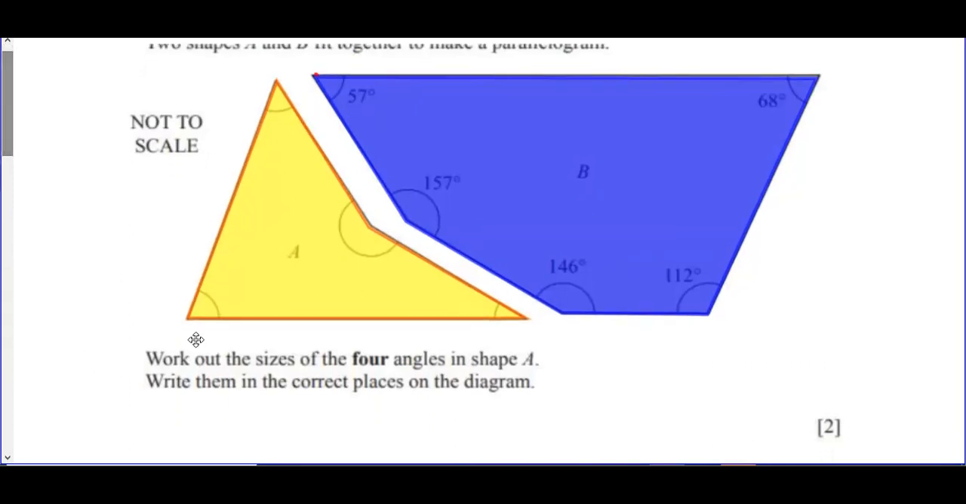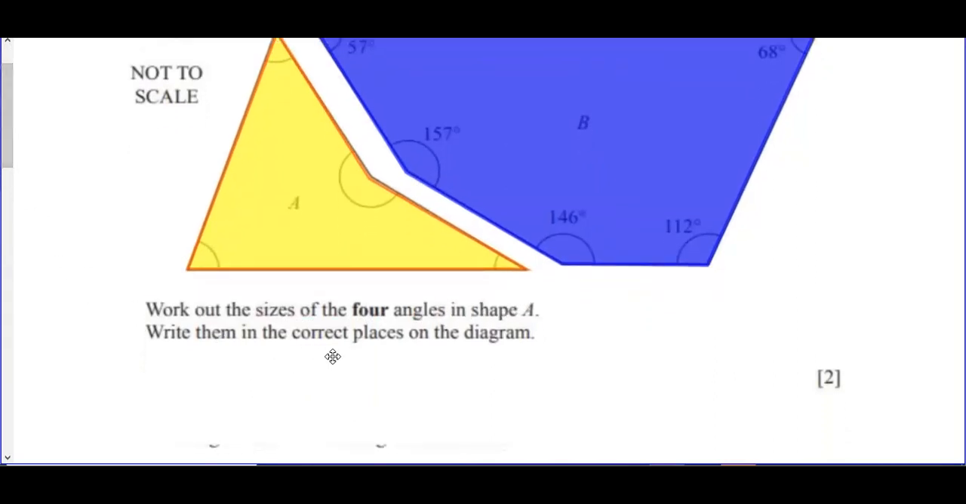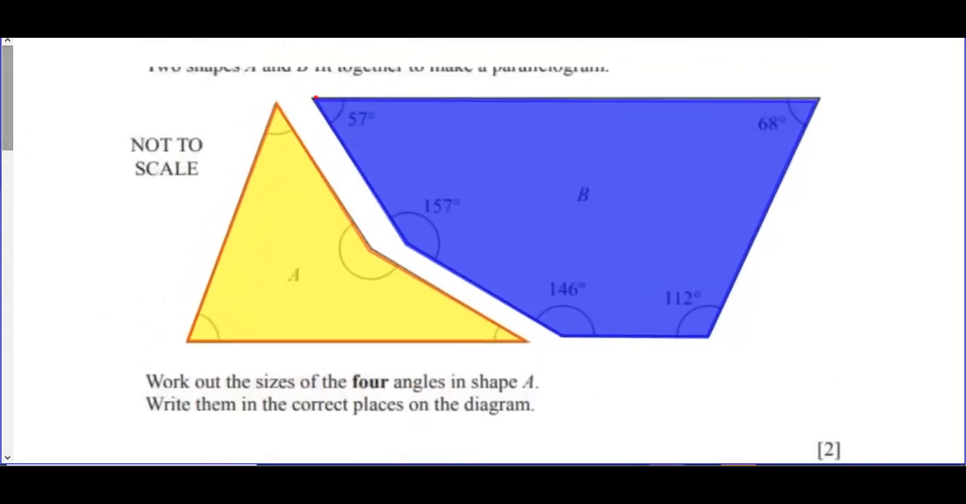Now, what is the question? Work out the size of the four angles in shape A and write them in the correct places on the diagram. All right, the two shapes A and B fit together to make a parallelogram. It is clearly stated on the worksheet that the two shapes A and B fit together to make a parallelogram. You know what it means?